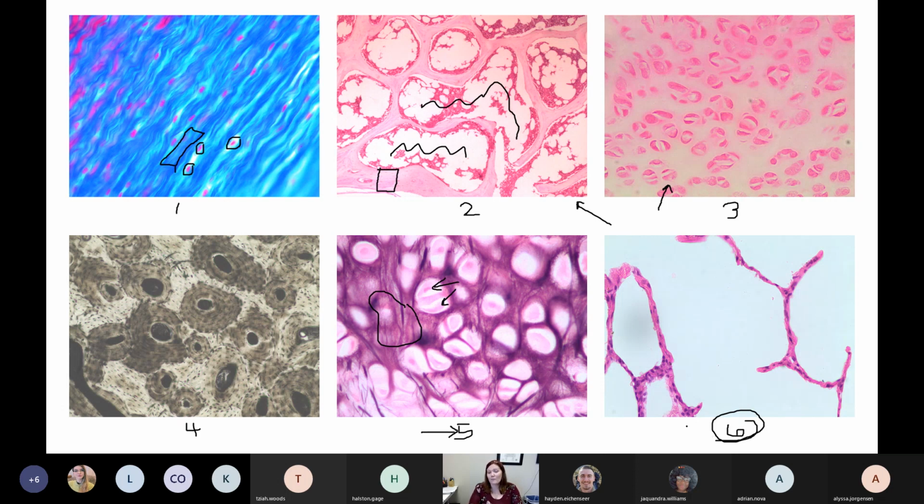So tissue number 6 is simple squamous epithelium. We see that in the lungs. So these big open spaces that we see here, that's where you would find oxygen inside your lungs. So we don't have simple squamous epithelium in the skeleton.